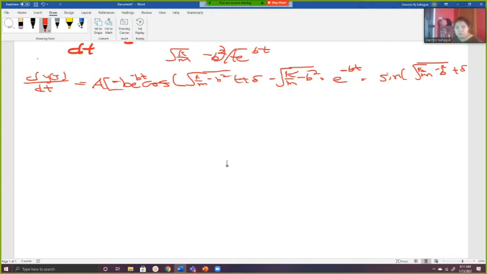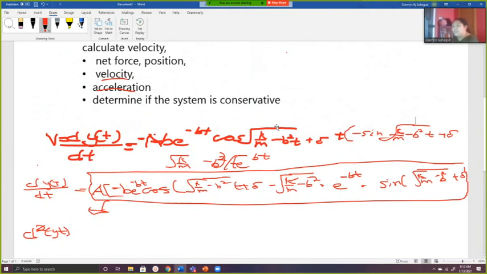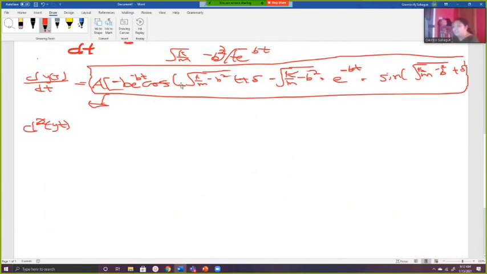So basically this is our velocity here. Here's our velocity. That's our velocity. To get the acceleration, let's derive this again. So let's differentiate this one last time, twice differentiating the first equation.